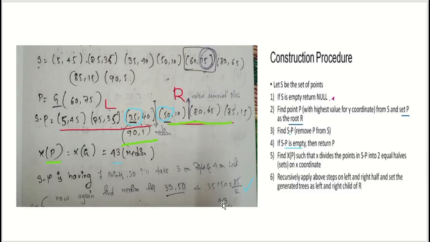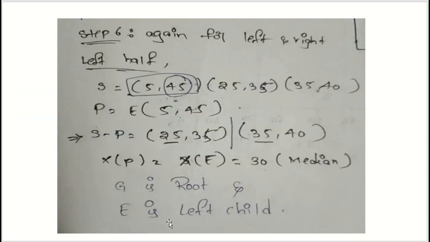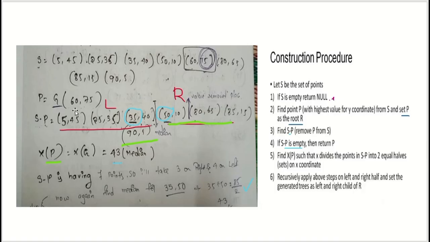So now what has been completed? Only for one we have completed, the left. That means for the root only we have found the X of P. So recursively for the above all, that means for the left half and for the right half, we need to find the priority search tree. Based on that we need to construct the tree. So just move here. For the left half, what are we having? 5, 45, 25, 35 and 35, 40. Those are in the left half.